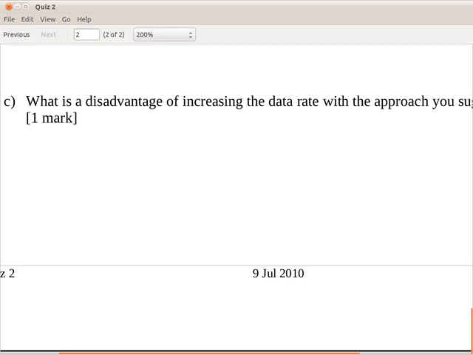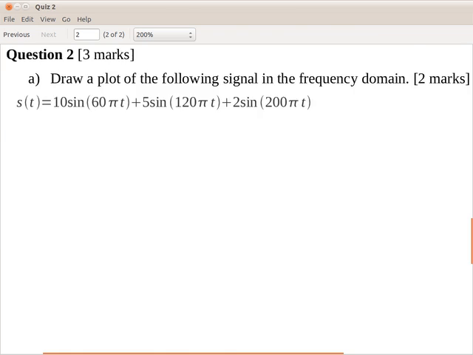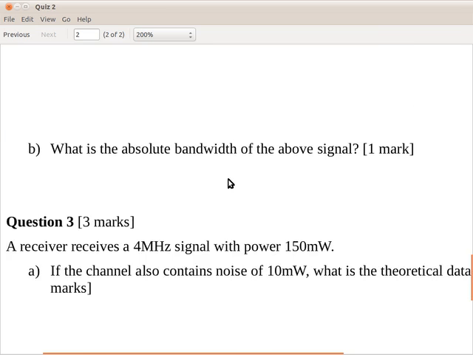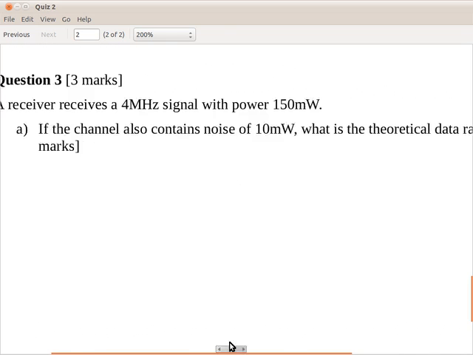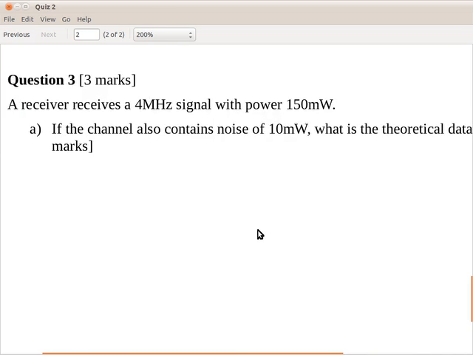Going back to the other quiz, I think we have one more question. Easy one. What's the data rate possible?